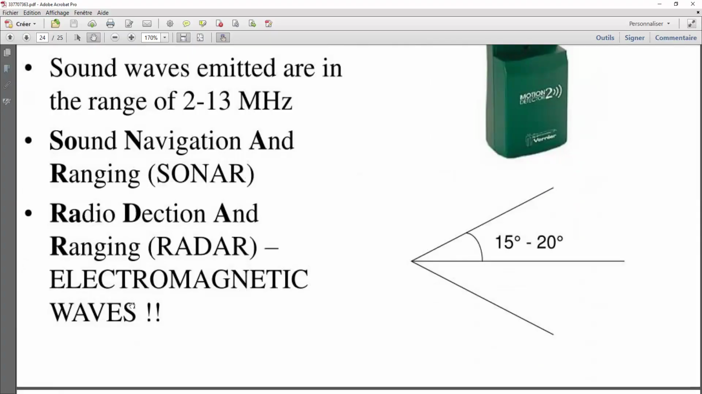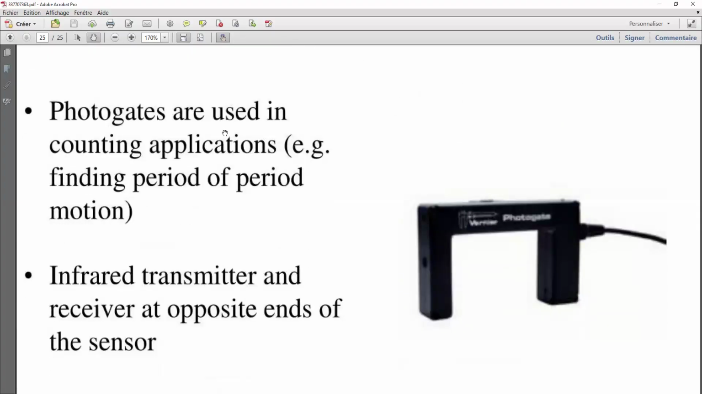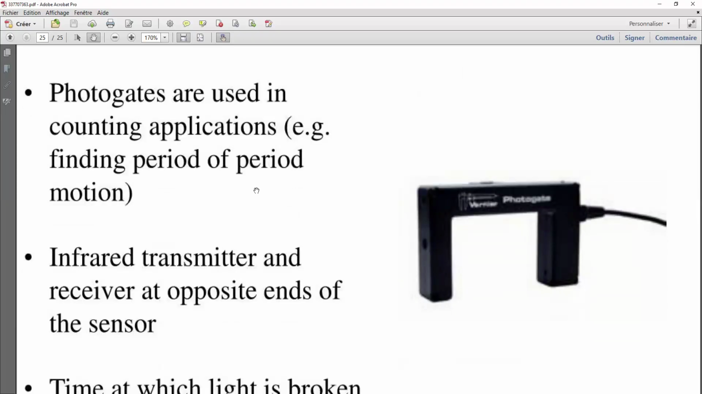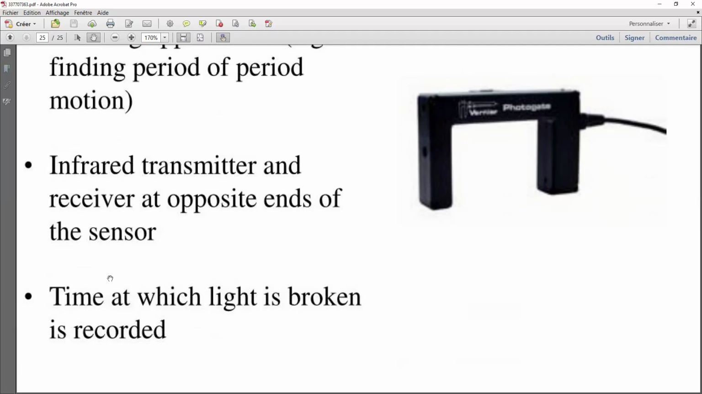We have electromagnetic waves. Photogates are used in physics applications, for example, finding the period of a periodic motion. An infrared transmitter and receiver are at opposite ends of the sensor. The time at which the light is broken is recorded.